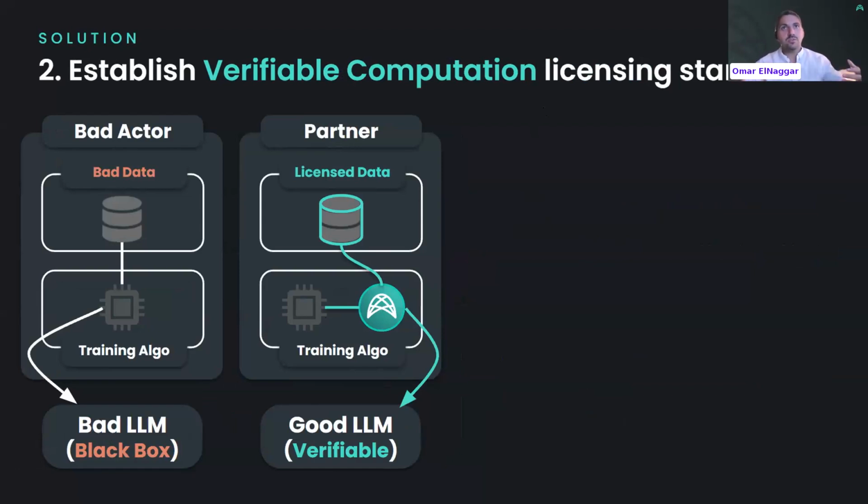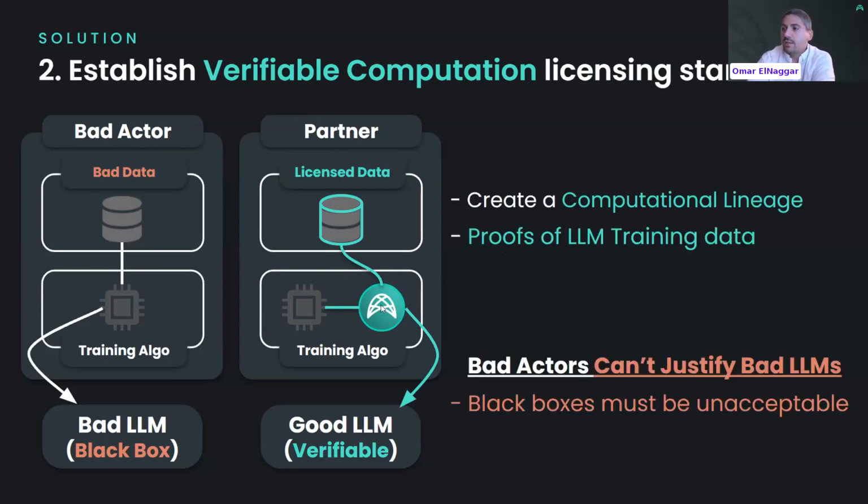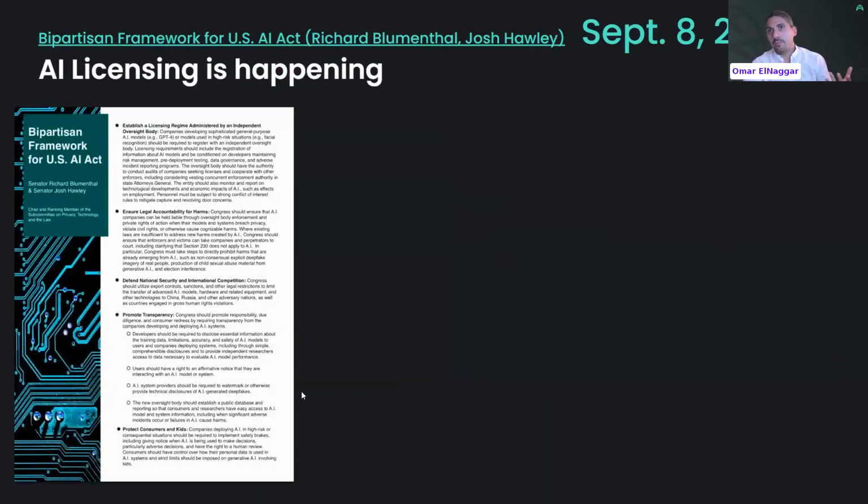But again, we are decentralizing that amongst multiple parties and showing how to have these cryptographically secured trust economies. So here we create that computational lineage, we put the proofs on chain, and then it's very easy to show what a bad black box LLM looks like versus a good one. And we think that this is really the future.